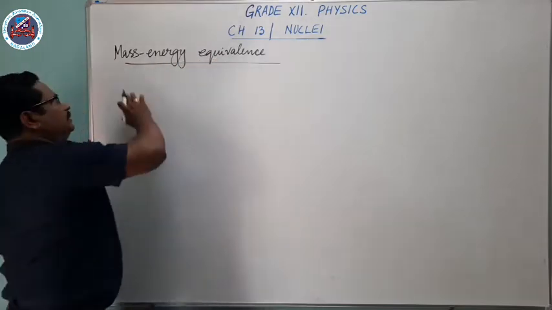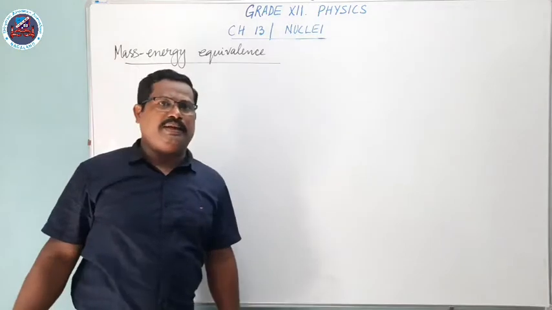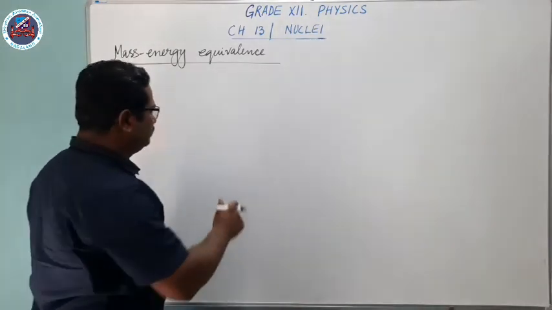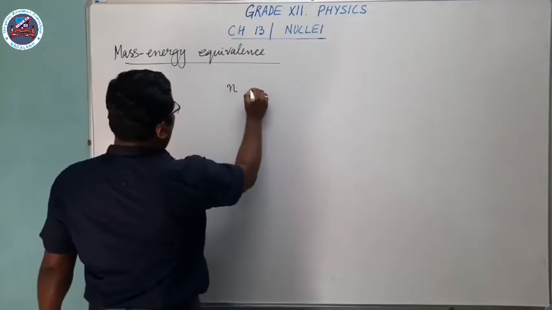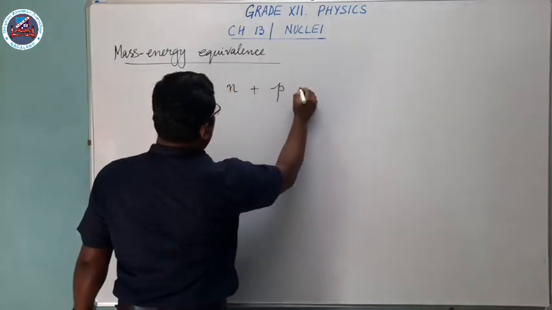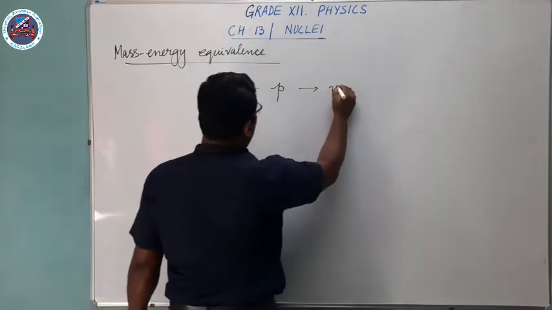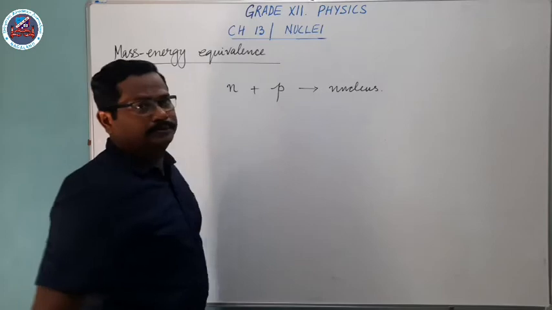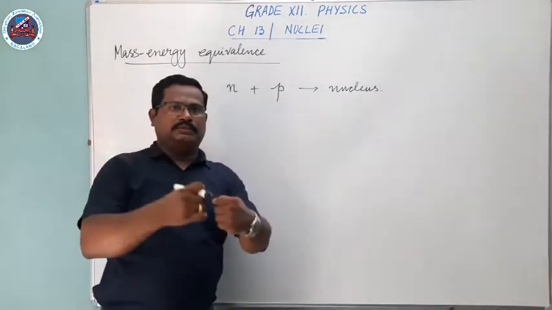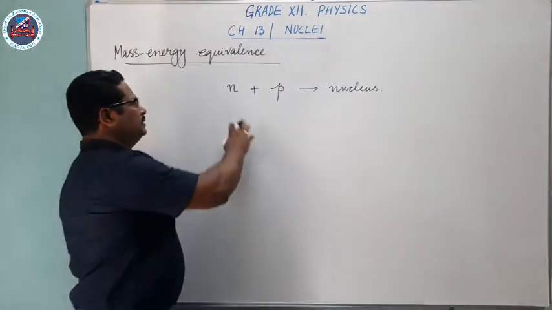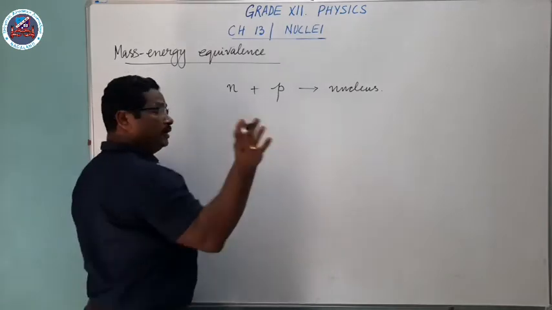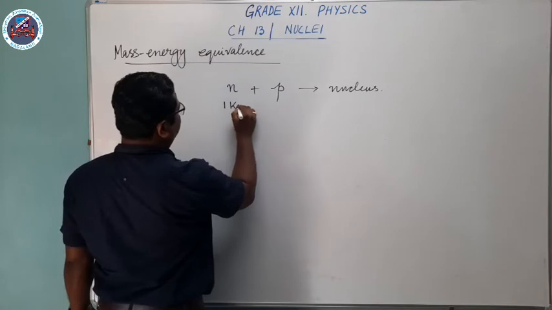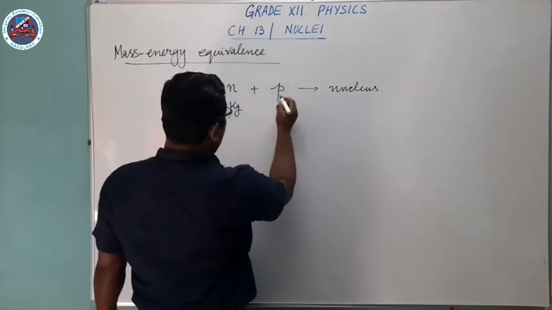Now mass is equivalent to energy according to Einstein. Whenever a nuclear reaction takes place, a neutron and a proton react to give us a nucleus. To form a nucleus, neutrons and protons are there. Now during the combination of neutron and proton, the masses, suppose I am taking a big value here to make you understand.